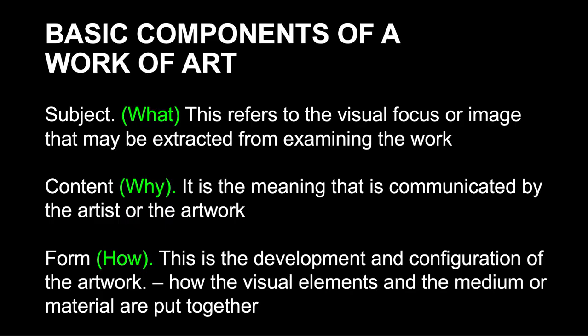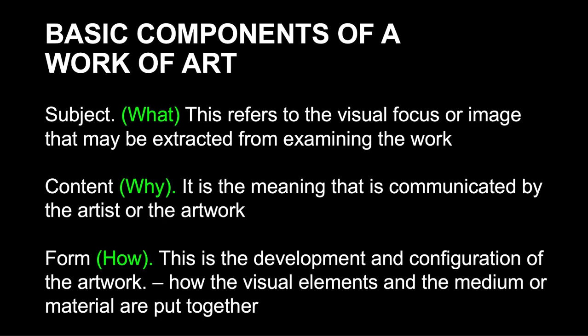So as we had indicated previously, the basic components of a work of art are mainly three. The first one is subject, and the subject addresses the what. This refers to the visual focus or image that may be extracted from examining the work, right? The second one is content. Content informs on the why, and it is the meaning that is communicated by the artist of the work.